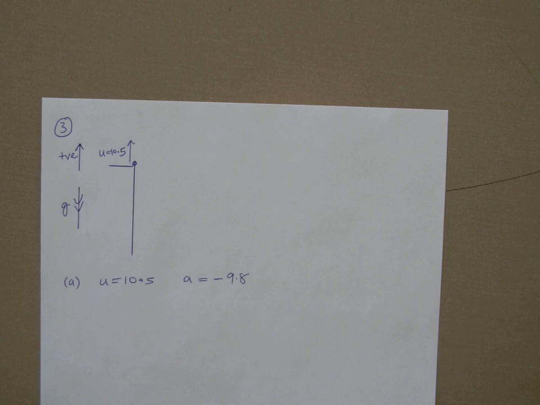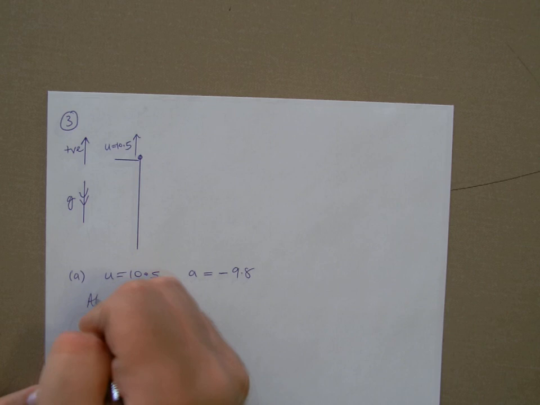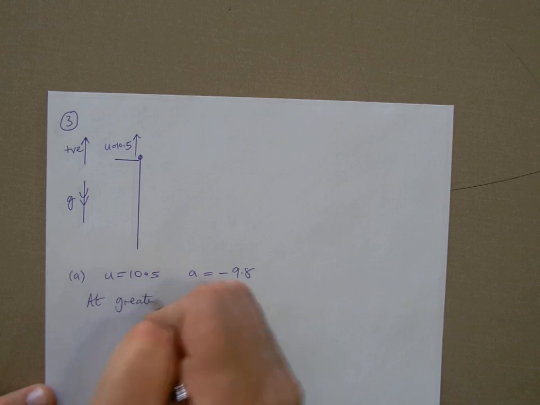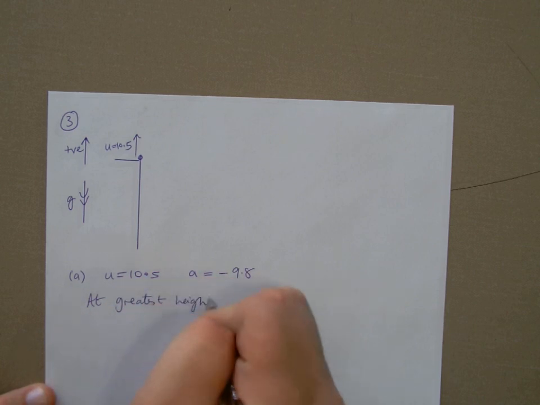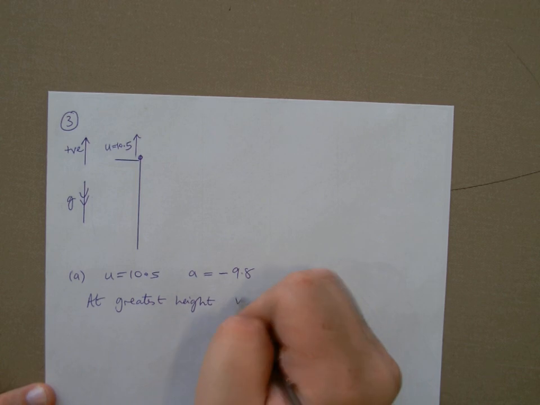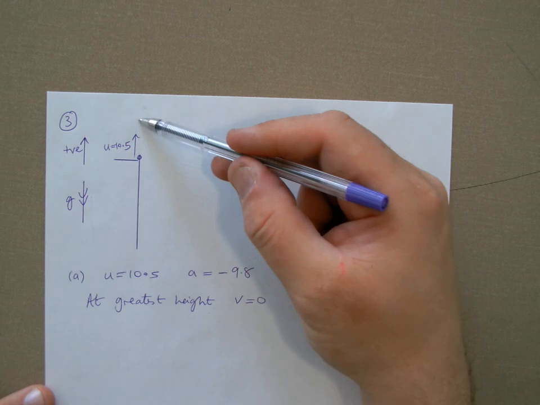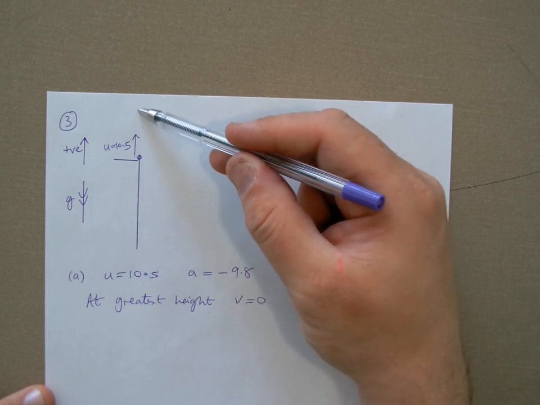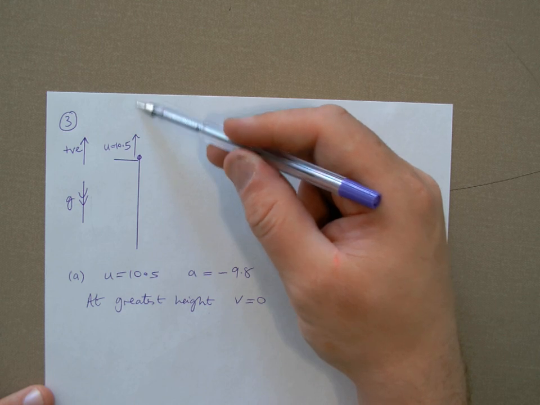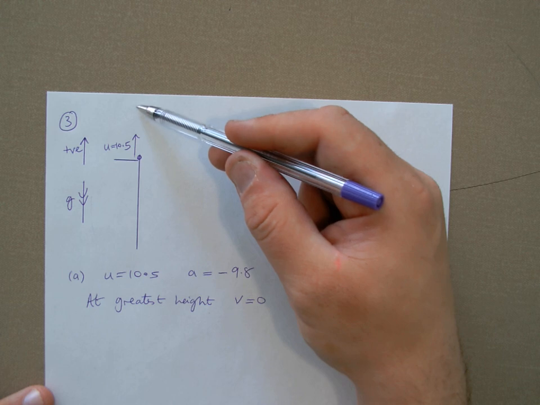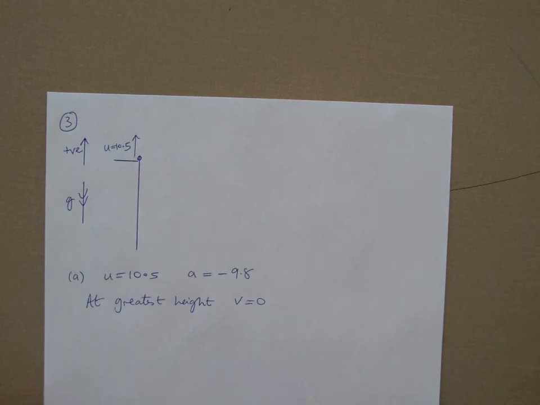But they want the greatest height above A reached by the particle. Now what's true at greatest height? At greatest height, v is equal to 0. It's important to recognize that, because if it's going up, at the greatest height it gets to, it stops. It's got to stop, because if it didn't stop, it would keep rising. So when it stops, the velocity is 0. So at our greatest height, v is 0. Then we're going to work out what the height reached is.